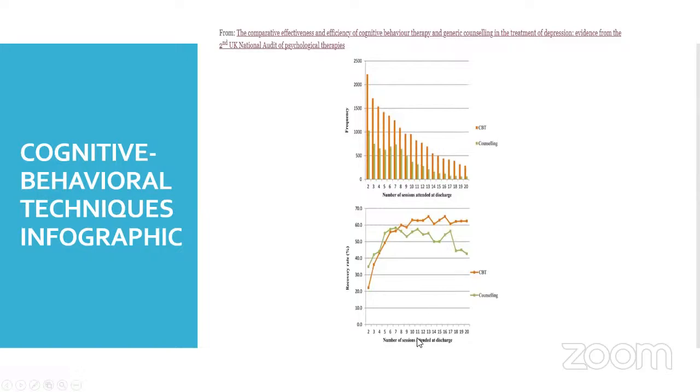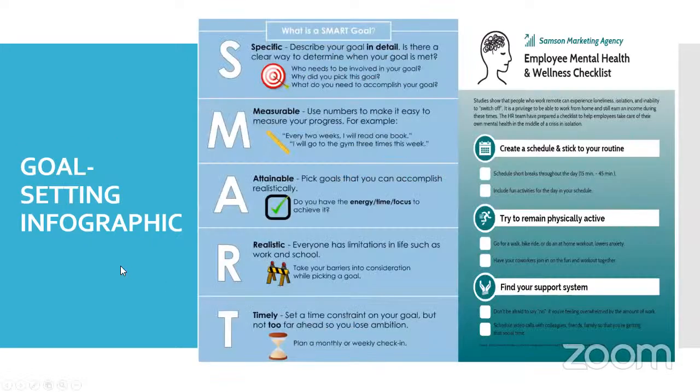In the second one, this is the recovery rate and number of sessions attended at discharge. So can you tell me what is the recovery rate in CBT by looking at this plot? More than 60%. Yeah, correct. Around 65 or something. Yeah, good, good.